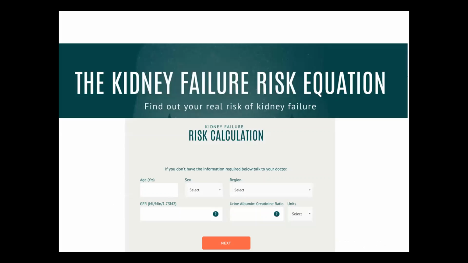So how do we calculate the risk of progression in people with CKD? Well, in nephrology, we use tools such as the kidney failure risk equation to help give us this risk. This equation incorporates the age, sex, region, which is typically North America for us, GFR, and urine ACR to give us an answer, or a percentage over 2 years or 5 years.